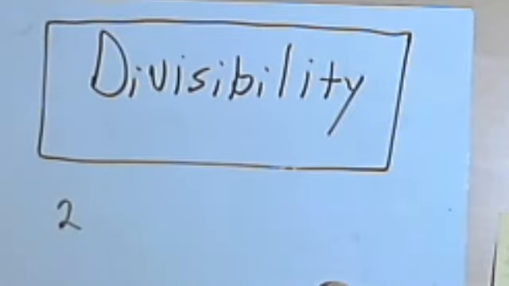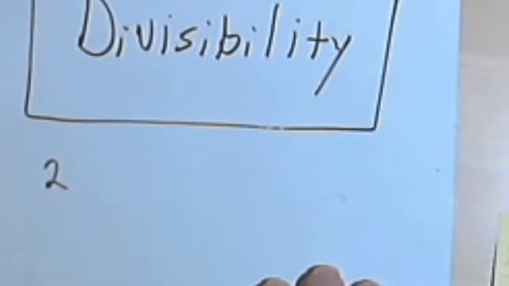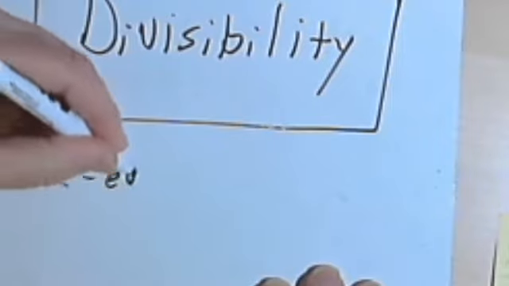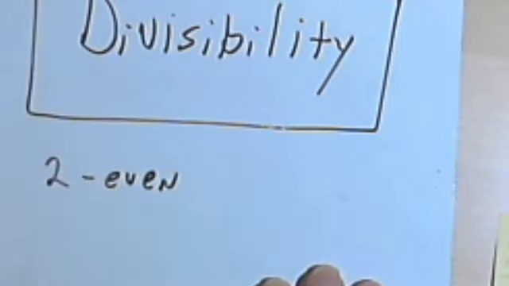To determine whether you can divide a number by 2, basically, as long as it's an even number, you can divide it by 2. So any number that ends in 0, 2, 4, 6, or 8 is a number you can divide by 2.